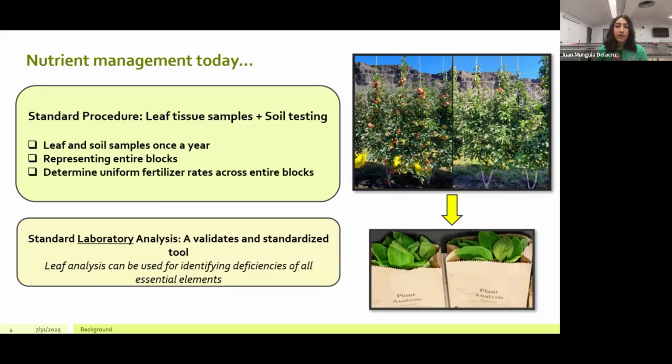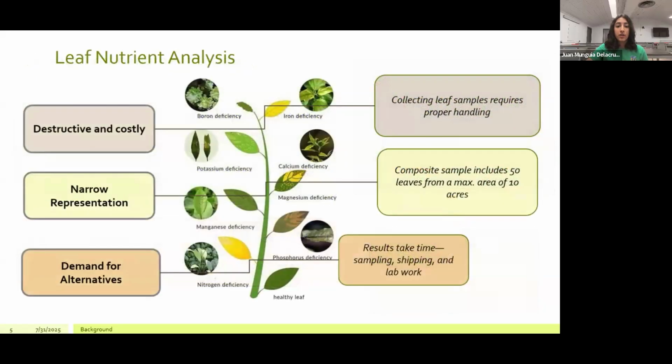But one thing you should keep in mind is that these tests tell you what you're deficient in, not a formula for what you have to apply. So that's what we're essentially trying to figure out in this project.